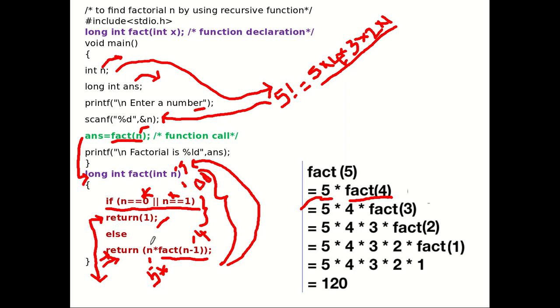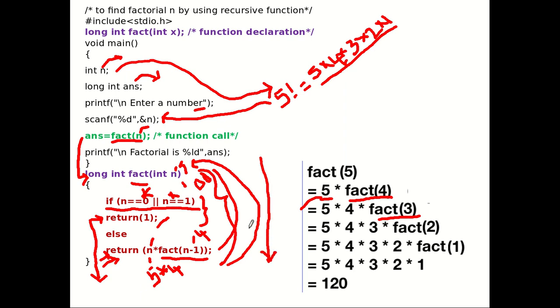Here, what is the value of n? Now the value of n is 4. Again we call the fact function, by passing the value n minus 1. So 4 minus 1 is nothing but 3. So nothing but this statement, we will call the same function again. Like this we will continue until this condition is satisfied. So we will call the function again and again here.